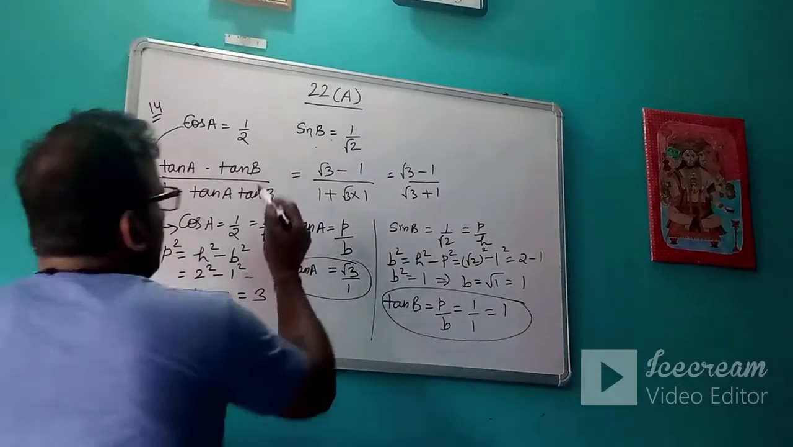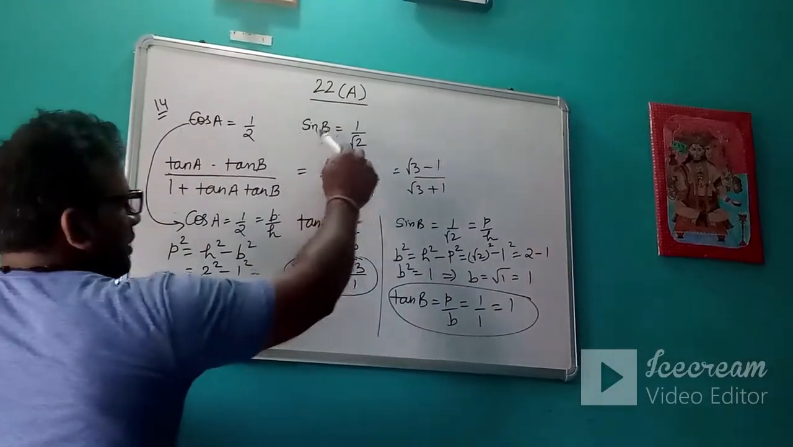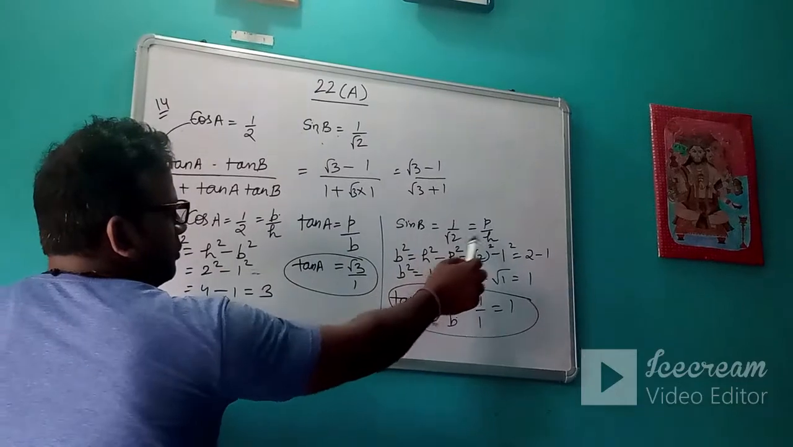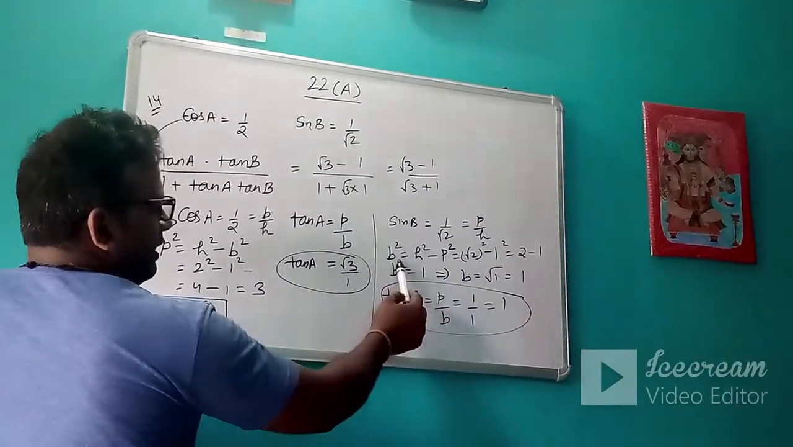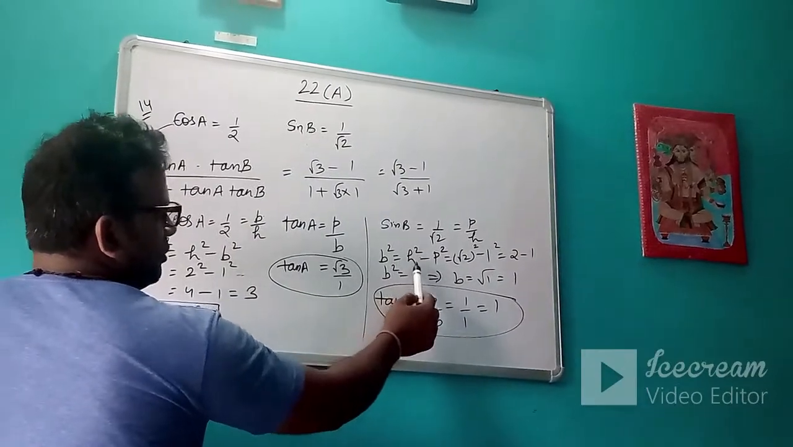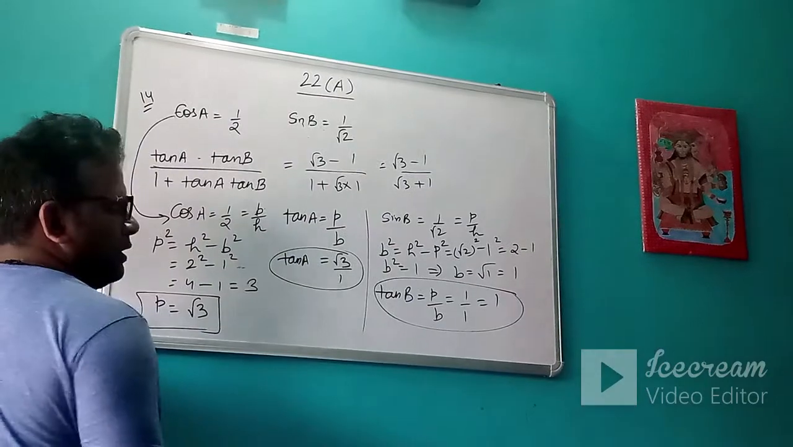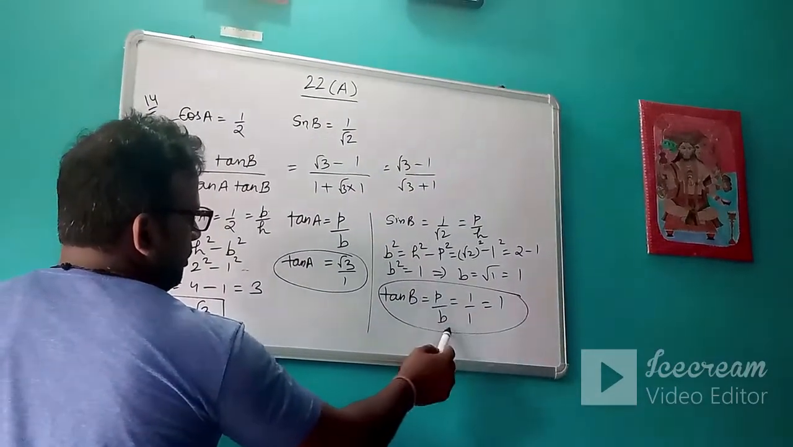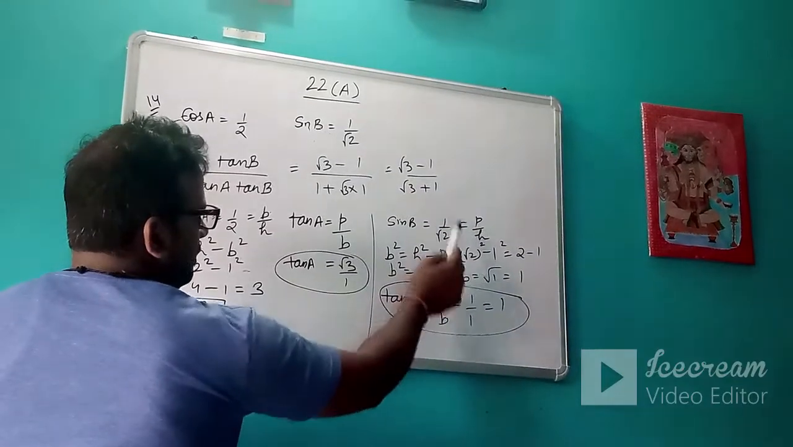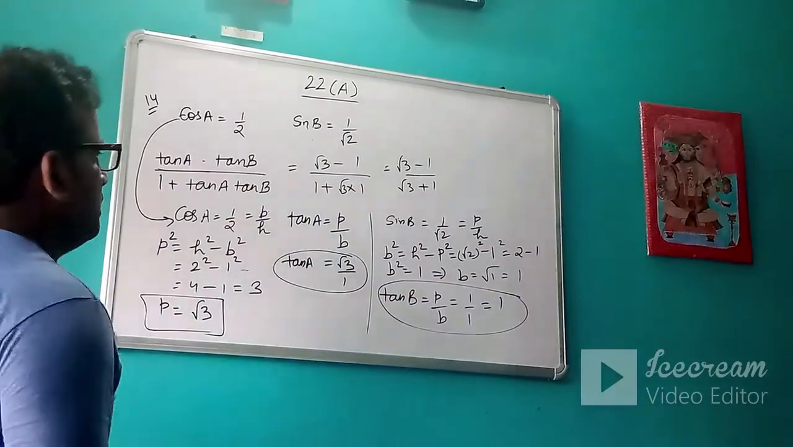Then for finding tan B, we will take sin B. This sin B is 1 upon root 2, that is P upon H. Now in this we will find the value of B. B square is equal to H square minus P square, that is 2 minus 1 is equal to 1. So you will get the value of B as 1. So what is tan? P upon B. P is also 1, B is also 1. So what is tan B? 1 upon 1, that is 1.